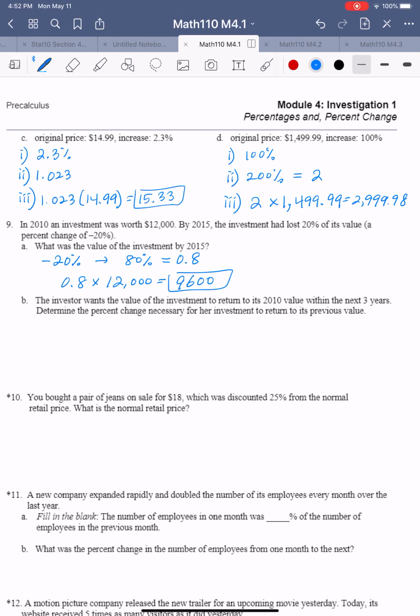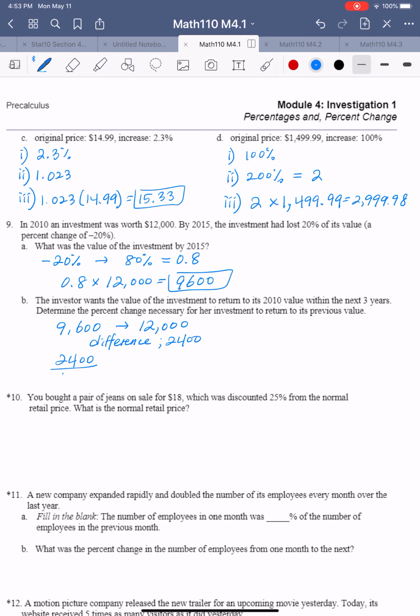And B, the investor wants the value of the investment to return to its 2010 value within the next 3 years. Determine the percent change necessary for her investment to return to its previous value. So the difference: she needs to go back to 12,000. The price was 9,600, and she needs to make that 12,000. So the difference is 2,400, but this time it is an increase.